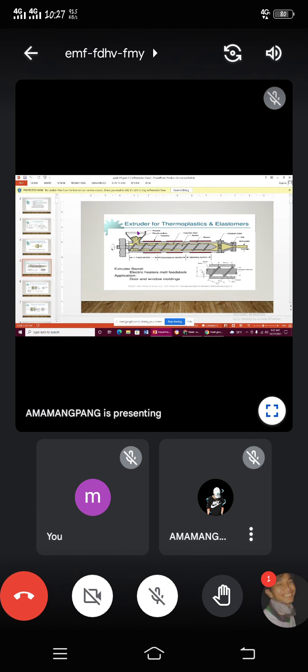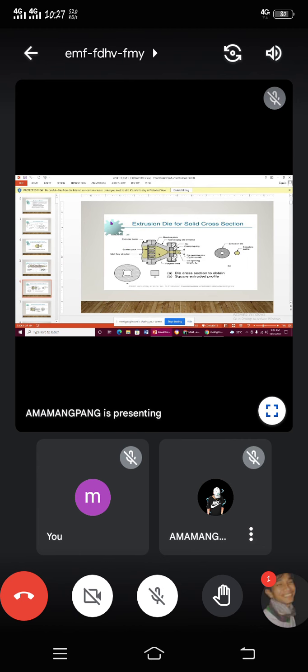So extruder for thermoplastics and elastomers. So this is the diagram. So external barrel, extruder heaters, melt phase, application, door and window molding. So this is the diagram. So extrusion die for solid cross section. So this is the diagram. So die cross section obtained, square extrudate profile. So this is the diagram for extrusion die for solid cross section.